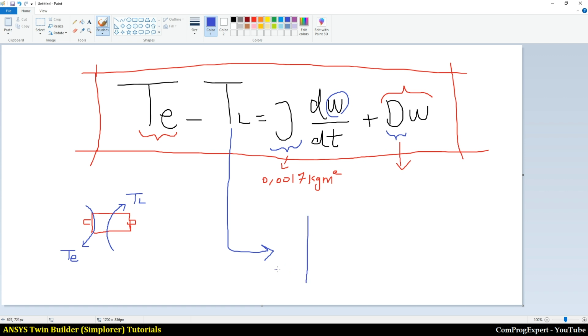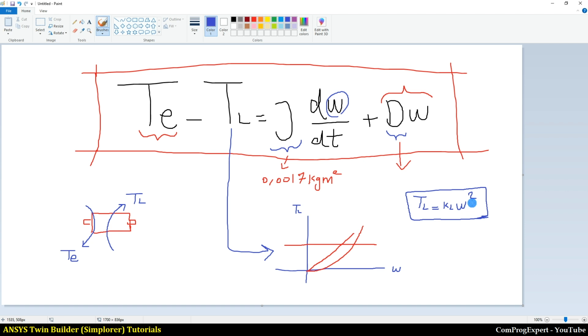As you know, we have this graph, the load torque as a function of speed. This can be a constant number, a linear function, or a quadratic function. So I am going to consider the load torque equal to KL omega squared, a quadratic load, as a function of the speed squared.